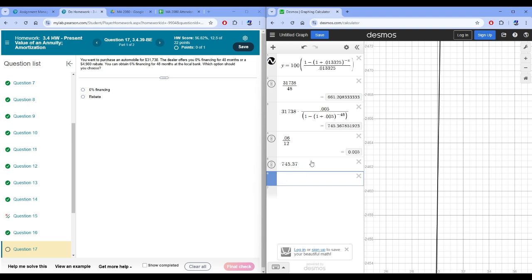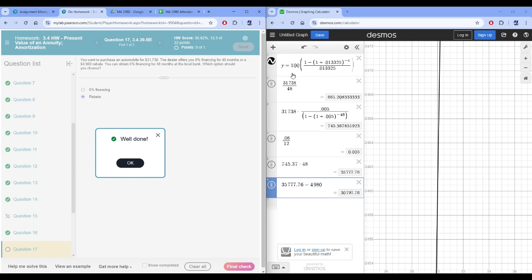Okay, now that gives me that. So what's 704? Oh, it's right up here. Times the 48 months gives me 35,777.76. But if I were to deduct the rebate, that gives me $30,797, which is cheaper than the 31,000. So I'm going to take the rebate.